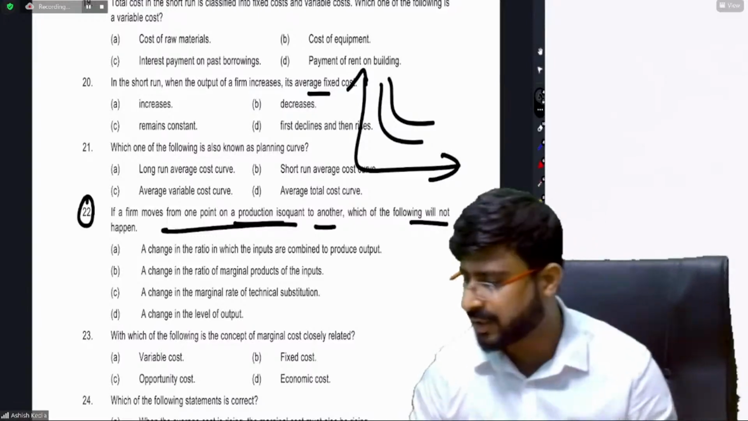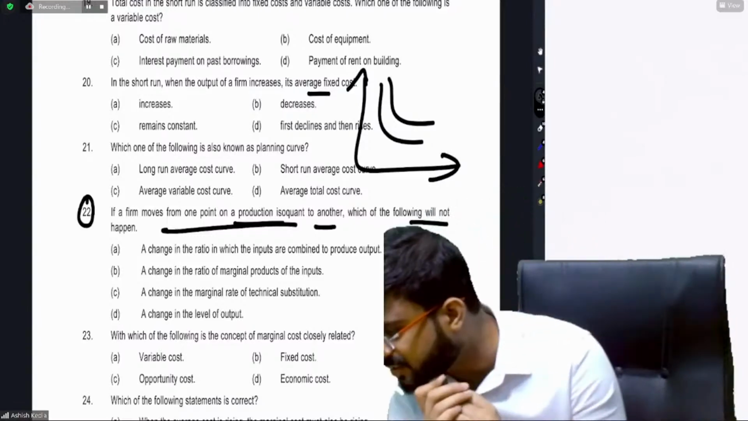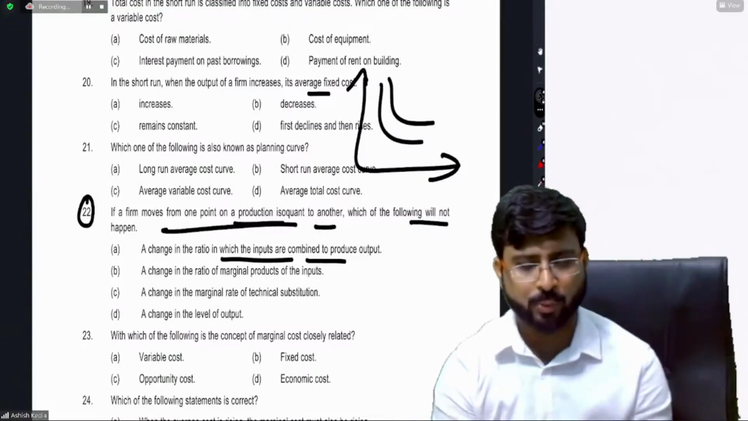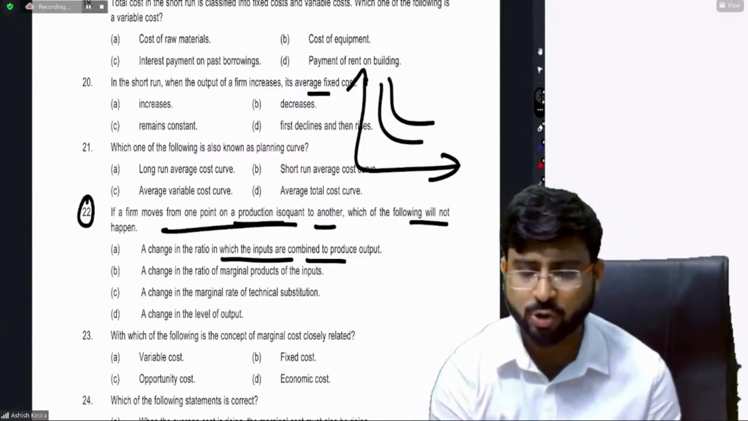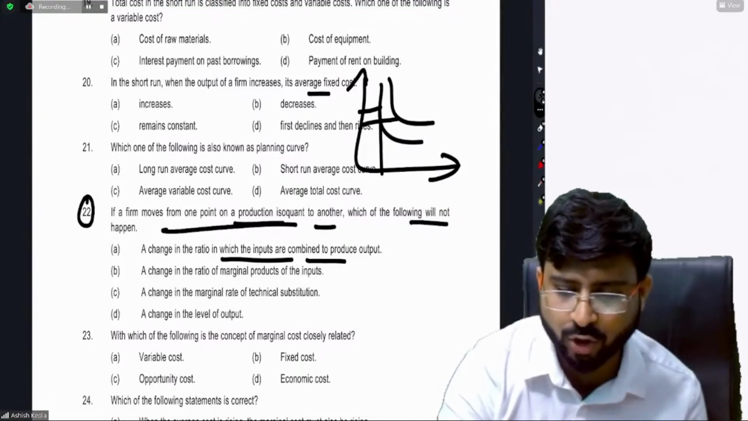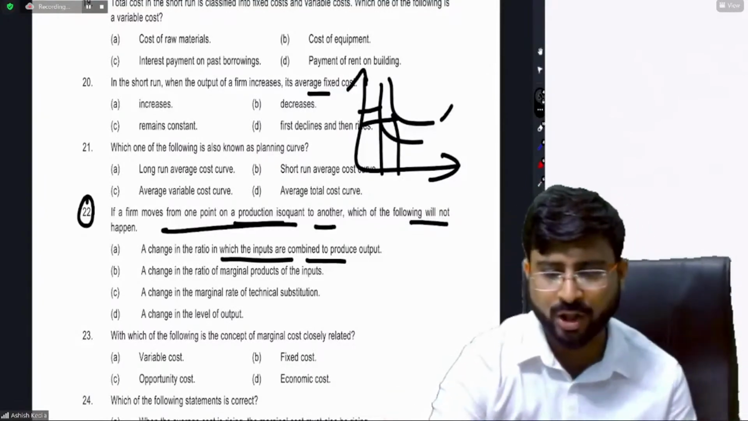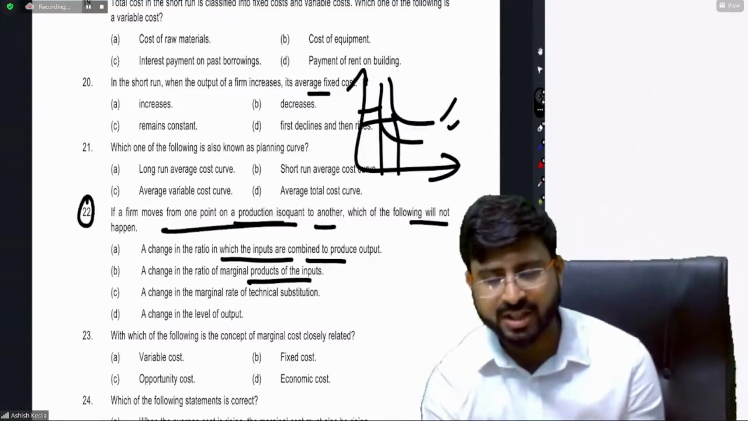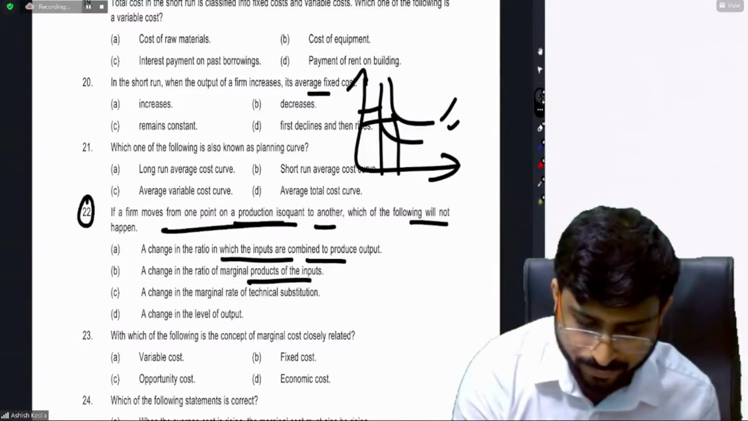Come on, everybody, answer me. A, B, C, D. So see, let's discuss this. Let me solve it for you. A change in ratio in which inputs are combined to produce output. Yes, the ratios are going to change. Here this is the ratio, here the ratio is changing. More input, more labor. A change in ratio of MPs, again, it will change.